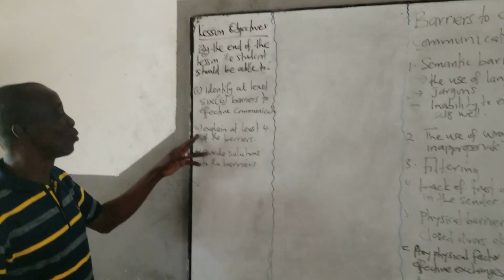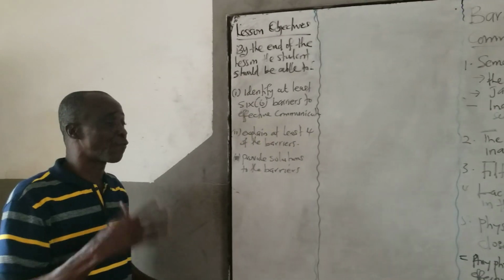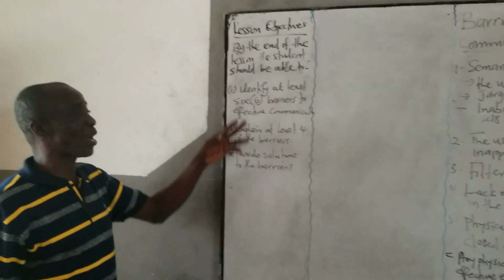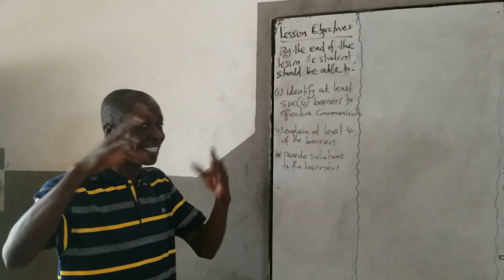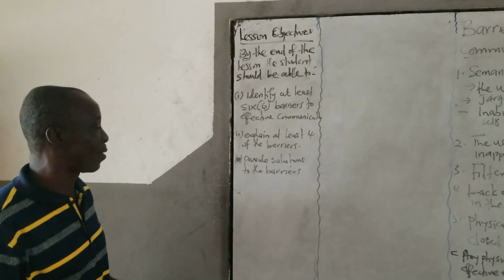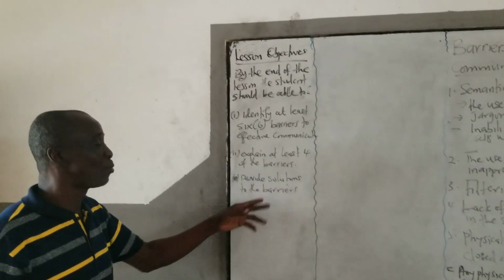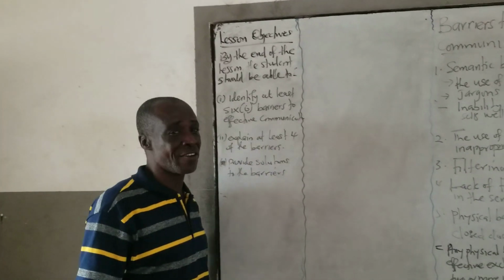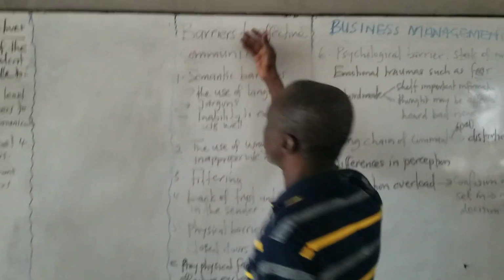Then you should be able to explain at least 4 of the barriers. The first one is just the identification, at least 6 of them. Then you should be able to at least explain 4 of them. And then finally, you should be able to provide solutions to the barriers. So let's go straight to it.